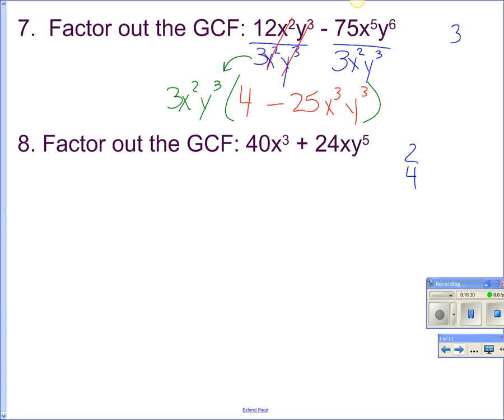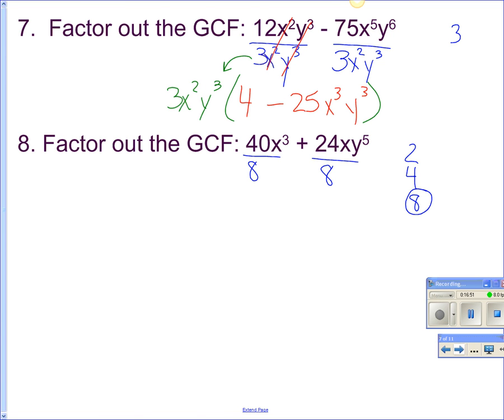The next even number is 6. Will 6 go into 40? Nope. What's the next even number? 8. Will 8 go into 40? Will 8 go into 24? So 8 is the one we want. So you got to get the greatest one that goes into both of them. All right.